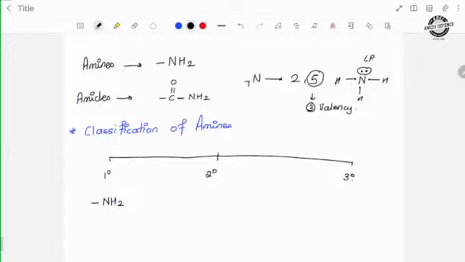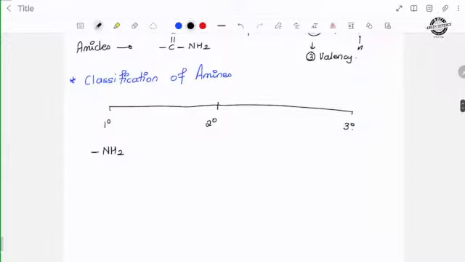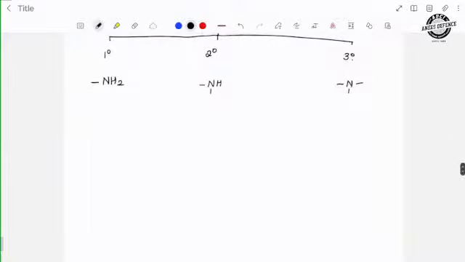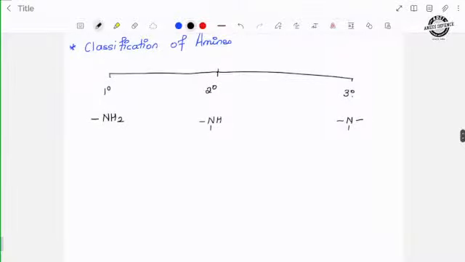So in primary, it is NH2, so nitrogen will have 2 hydrogens. In secondary, nitrogen will have only 1 hydrogen. And in tertiary, nitrogen won't have any hydrogen attached to it. That's it. Primary 2 hydrogens, secondary 1 hydrogen, and tertiary 0 hydrogen. These are the only 3 classifications of amine, not more than that.